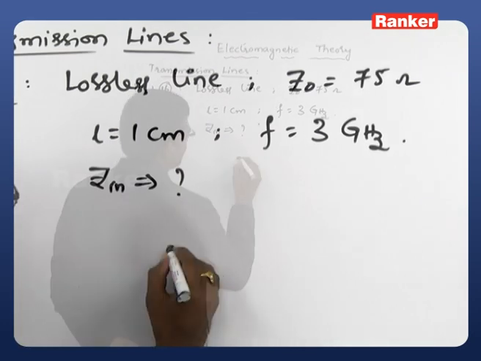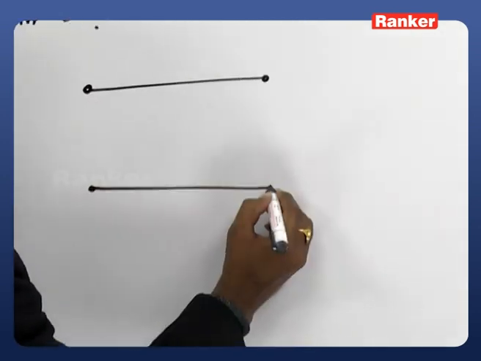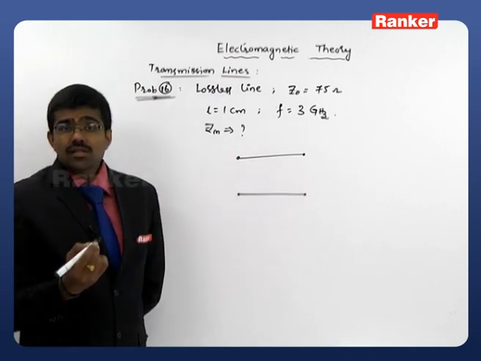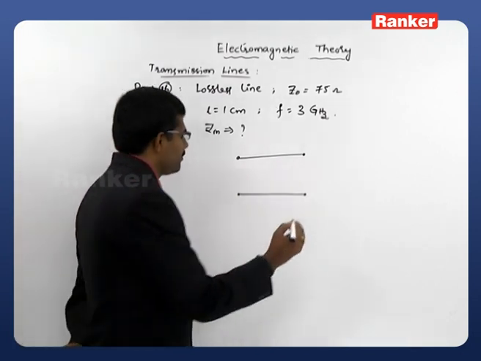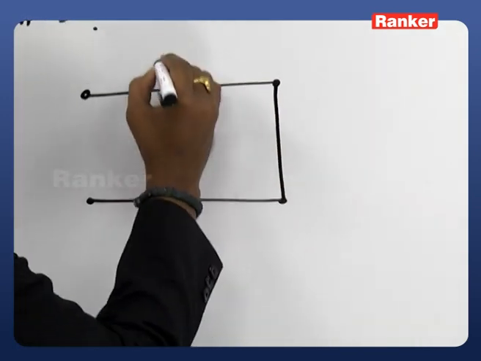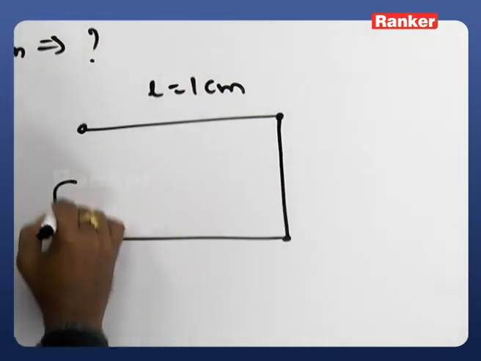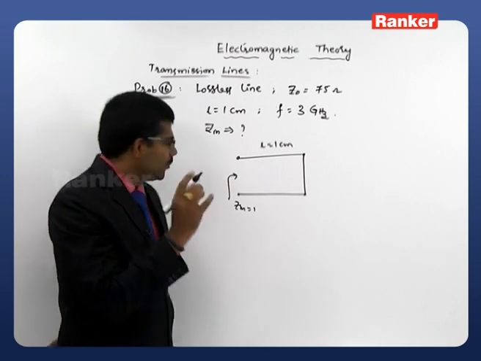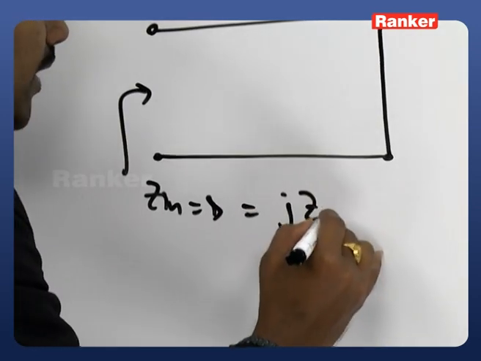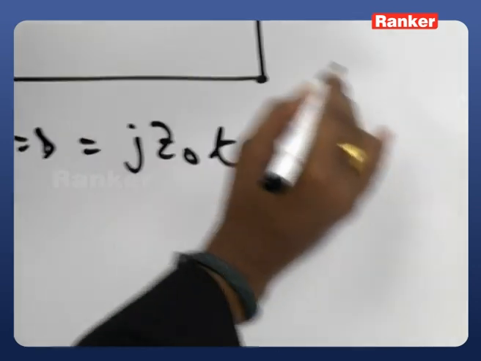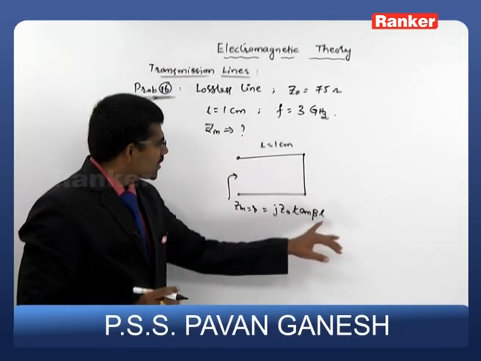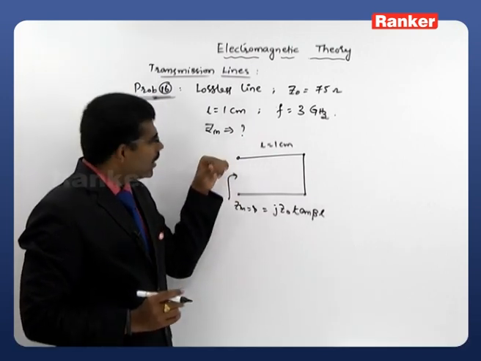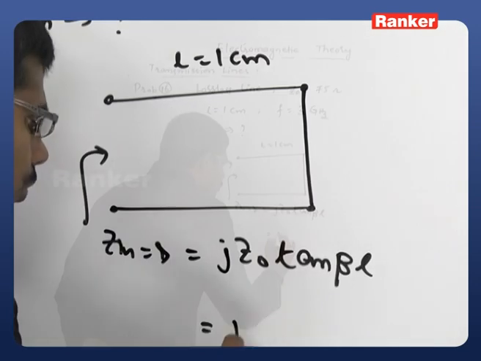So for that, I'll just take a transmission line. Now for this transmission line, the condition is also given to us. The condition is it is short circuited, with length L equal to 1 centimeter. So what is the input impedance at this particular location? For a short circuited line, the input impedance is always equal to jZ0 tan beta L. Just observe this jZ0 tan beta L. Depending upon this value, you can say that it is a capacitive load or inductive load or a combination of that. For that, I will substitute all those things.